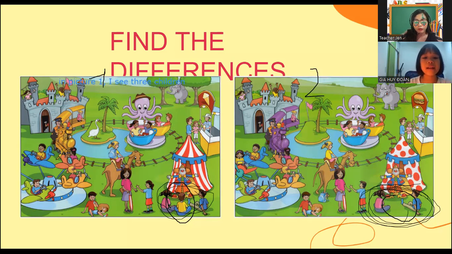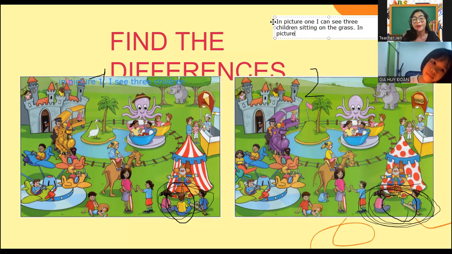Okay, for example, this one. You will say in picture one, I can see three children sitting on the grass. How about this, do I need to say it? But I don't know how to. You don't need to write. I will be the one to write it for you, Hannah. Then I will just explain the picture here if you need some more ideas about it.